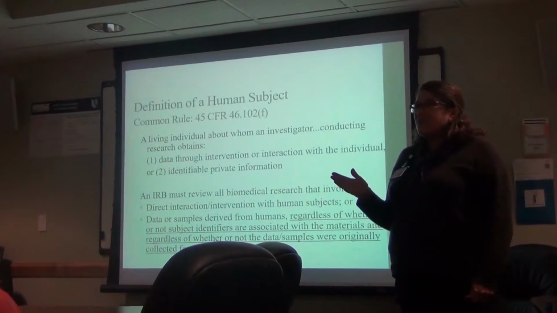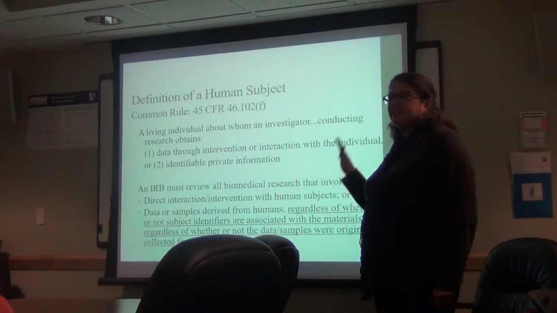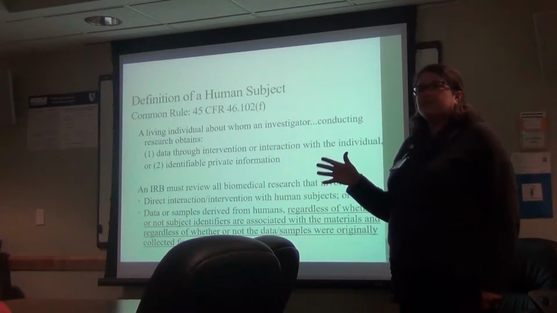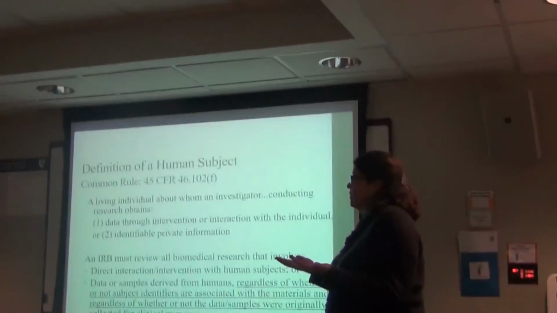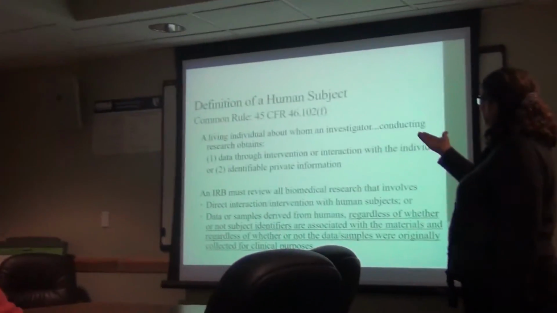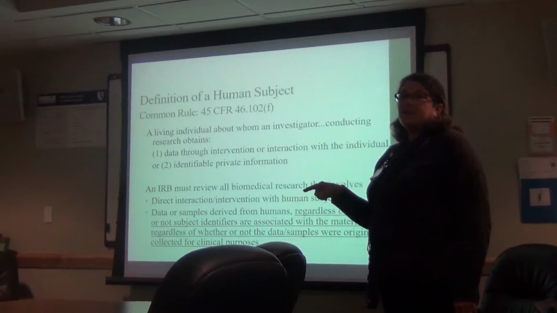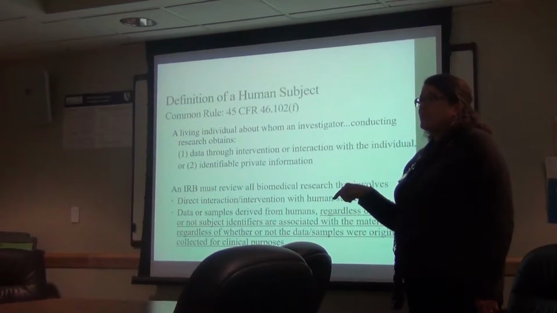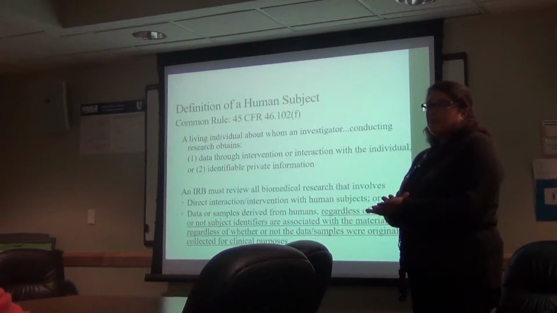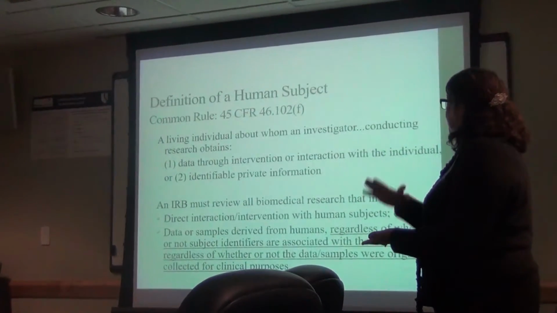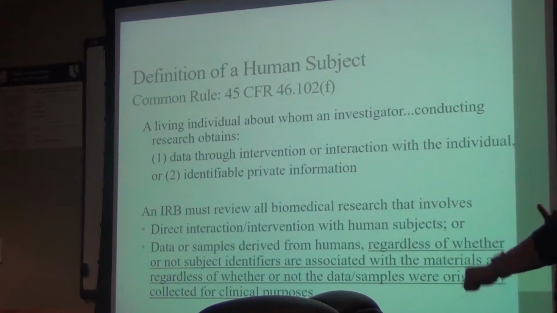And then the other thing that seems so trite, but it's hard to look at this and think about it for a while, is what is a human subject? And we all know if it's a person and they're in front of you, well, that's a human subject. But for research, it's data through intervention or interaction with the individual or their PHI, their private identifiable information. So if you're going to look in their charts, that's PHI, that's a human subject.